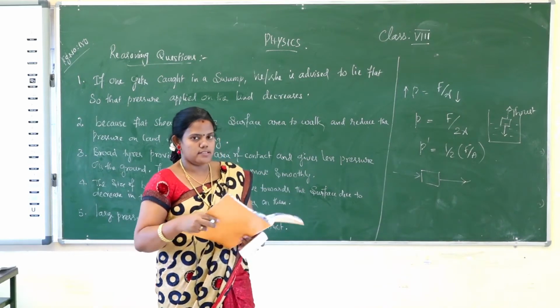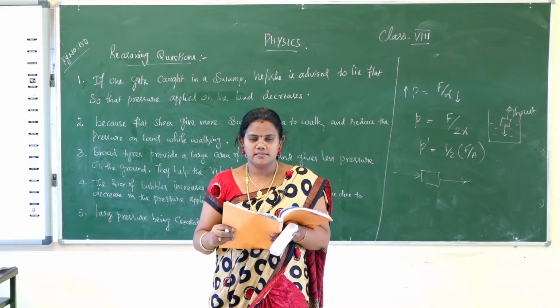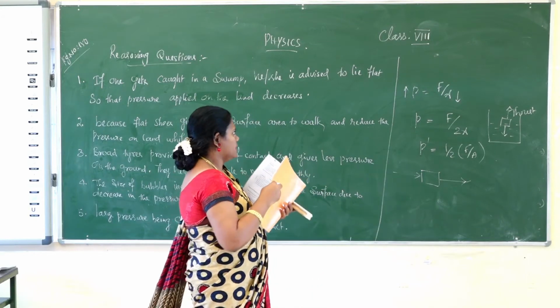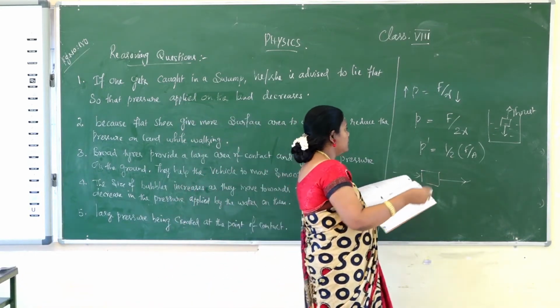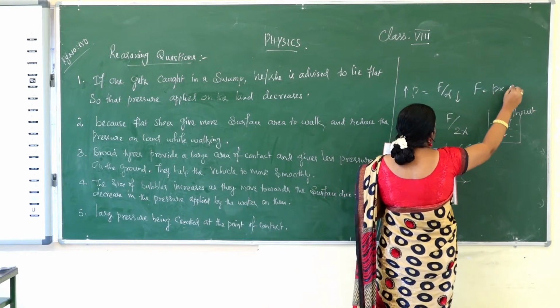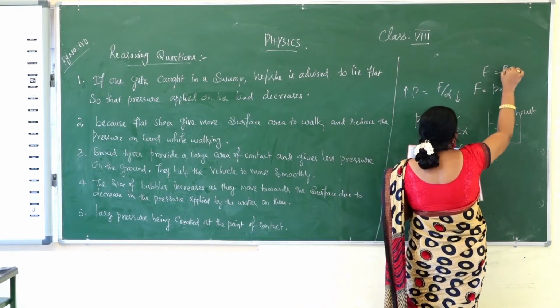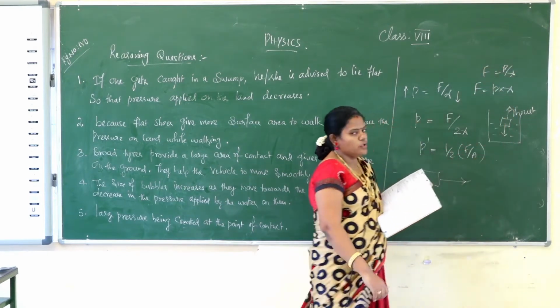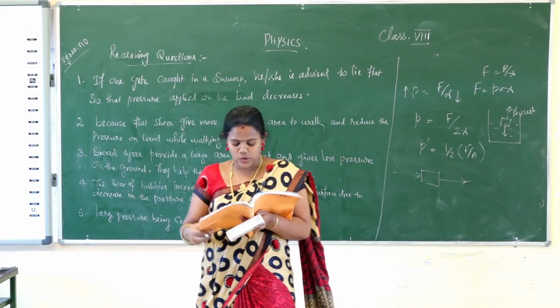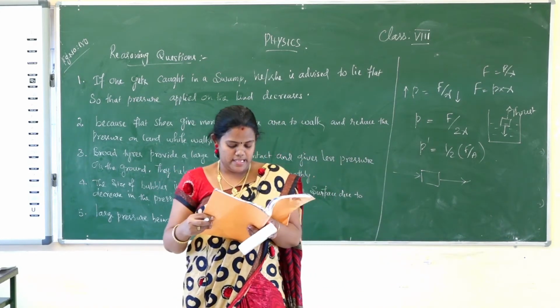And then say true or false. Force is equal to pressure by area. Is it true? The question is, force is equal to pressure by area. Is it correct or not? No, it's not correct. Is it wrong? Okay. So force is equal to pressure by area is wrong.